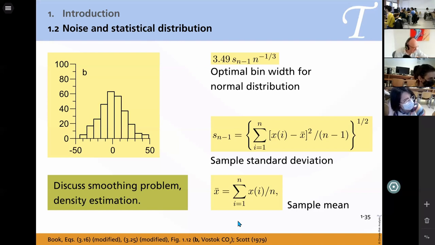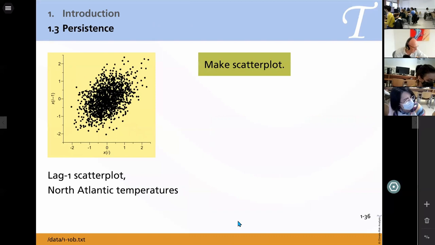There is a second task, but I don't do that here. Maybe in the break, some of you wish to try to make a scatter plot. So the data file is 1-10b.txt, and there you have the x values and the y values. You have the x values, the North Atlantic temperature values, and you can make a scatter plot to visualize persistence. If you wish, it would be great to see your plot.